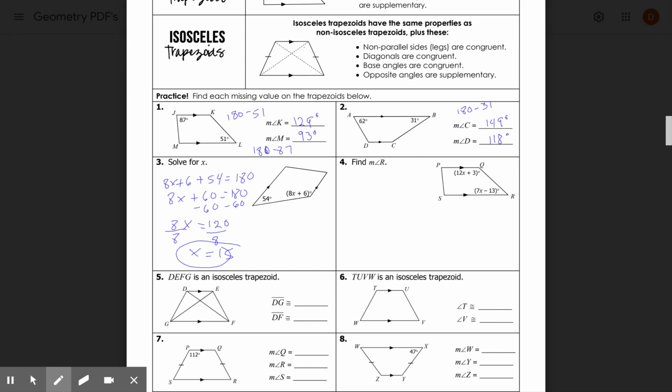The measure of angle R for number 4, well, angle R and angle Q add up to 180 degrees. So we would have 12x plus 3 plus 7x minus 13 equal 180. So we would have 19x, and 3 minus 13, hold on, we made a mistake here. I can't read my own writing. This is a 3 and this is a minus 13. So this is 19x minus 10 equals 180. And then from there, we would add our 10, and 19x equals 190. Divide both sides by 19, and we get x equals 10.